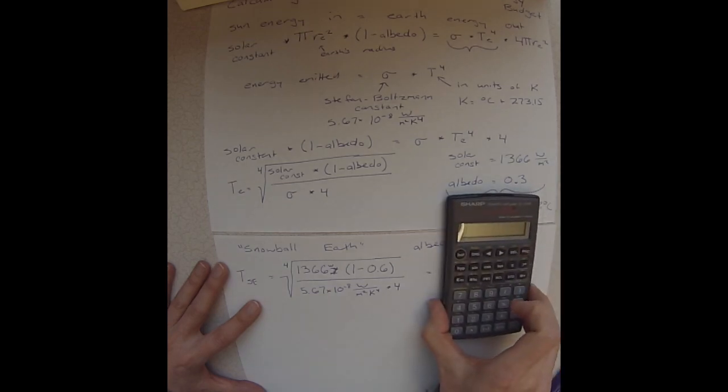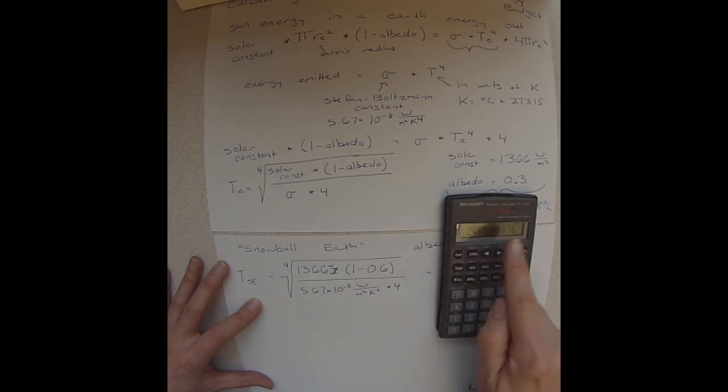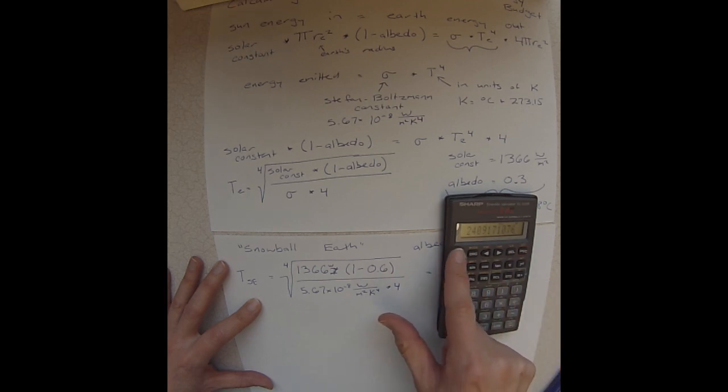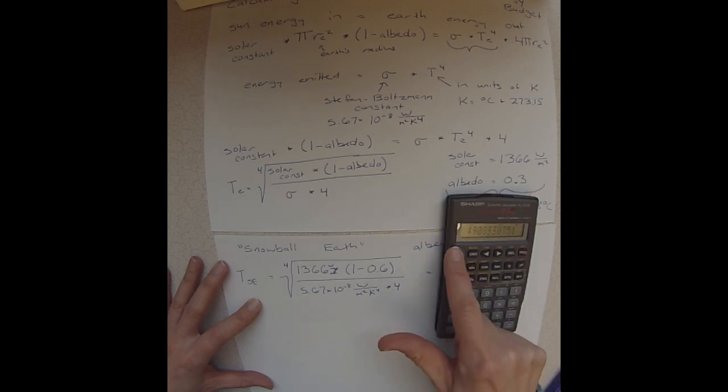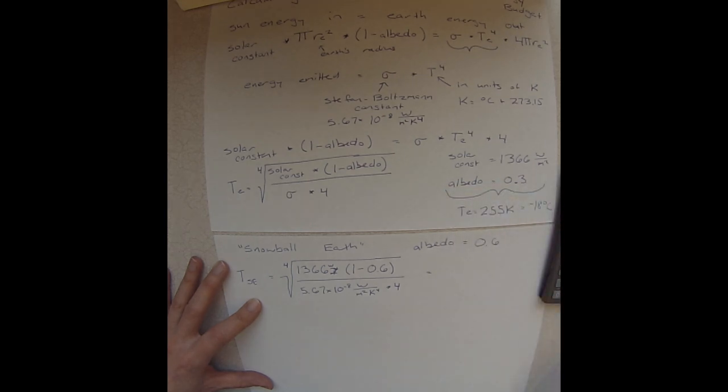Okay, so if we bring our calculator into play here, 1366 times 1 minus 0.6, that's 0.4. So I'm just going to multiply by 0.4. Divided by 5.67 exponent minus 8, and divided by 4. So this value represents the number inside the fourth root here. Now we can take the fourth root. You can either take it directly on your calculator, or you can take the square root twice, which is what I'll do here. So there's one square root, and a second one. I get 221 Kelvin.